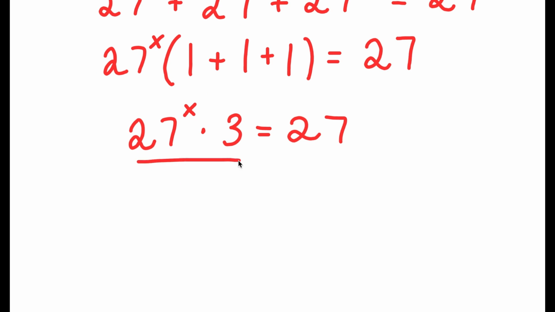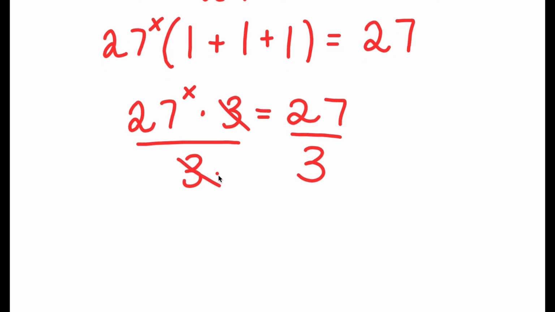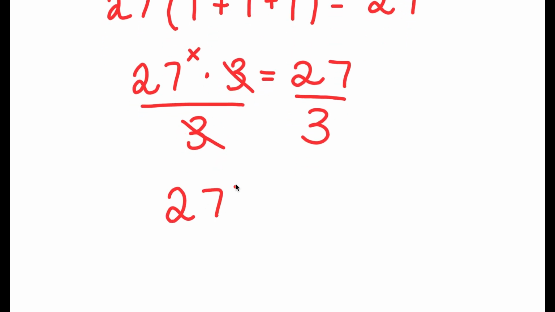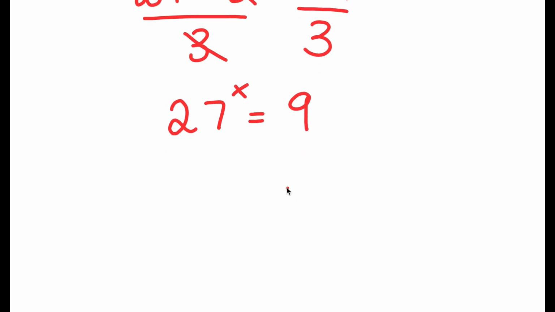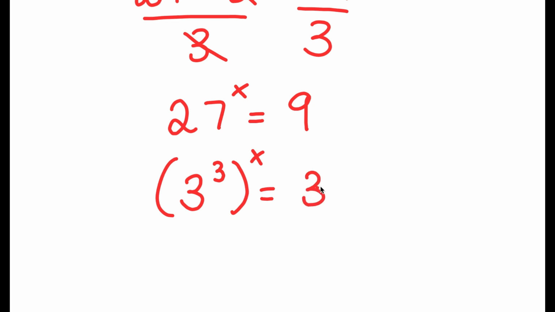And now I'm going to divide both sides by 3. So I get 27 to the power of x is equal to 9. Now 27, this is the same thing as 3 to the power of 3, and 9 is the same thing as 3 squared.